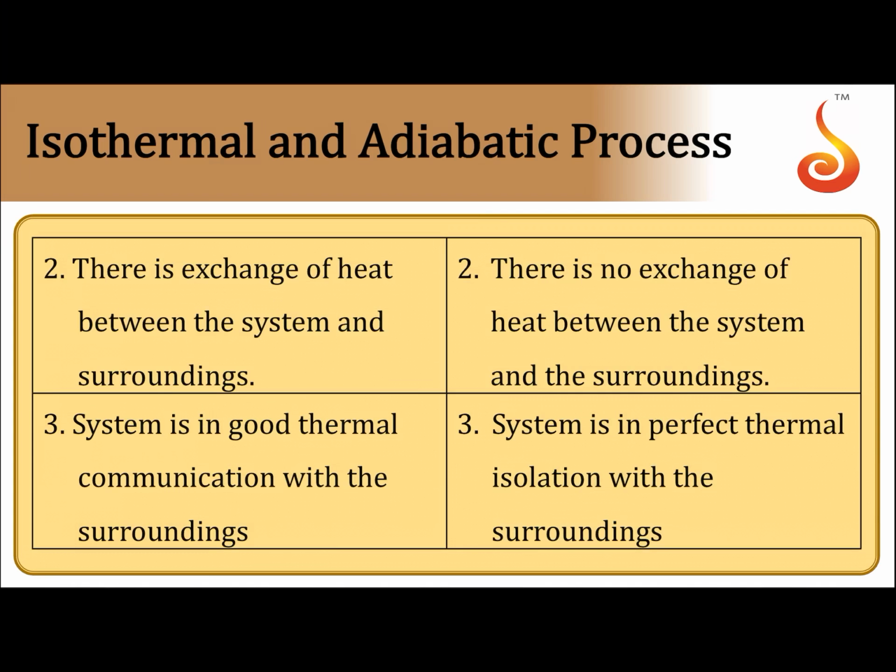In isothermal process, there is exchange of heat between system and surroundings. Any amount of heat can be added or removed to maintain the same temperature. Whereas in adiabatic process, there is no exchange of heat between system and surroundings, so strictly it is not allowed. So heat content of the system remains constant in adiabatic process. An isothermal system is in good thermal communication with surroundings, but an adiabatic system is completely isolated.